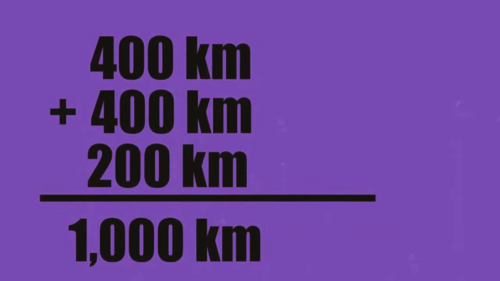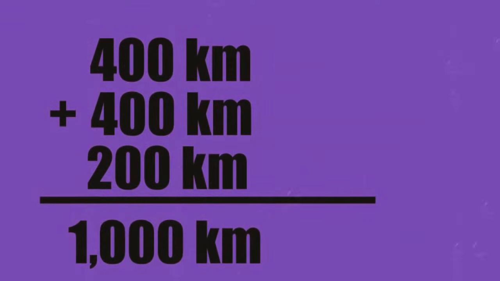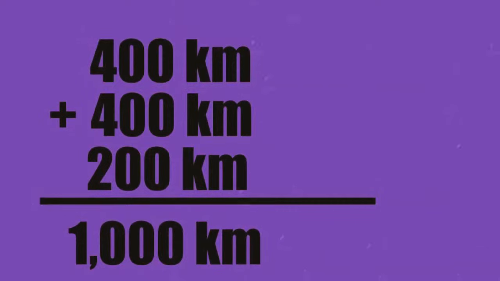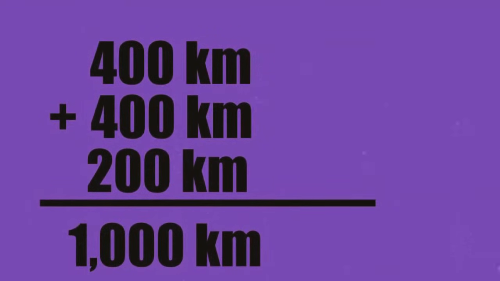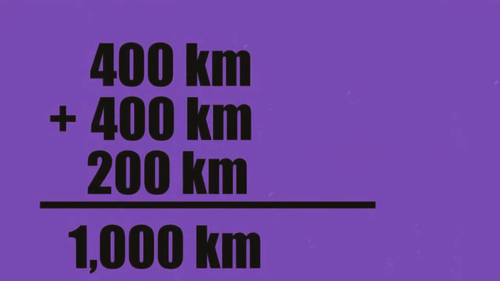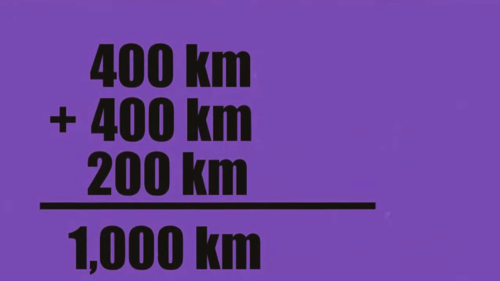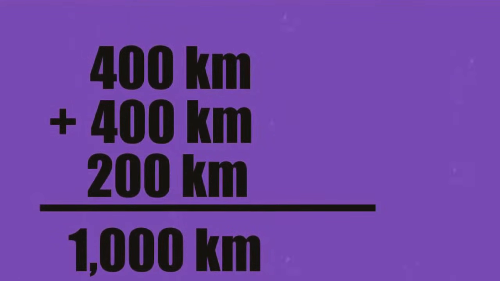As you are using the map scale, I suggest you write down the distance you have traveled each time you move the scale. So for this scenario, I would have written down 400 kilometers plus another 400 kilometers and then an additional 200 kilometers. As you can see, this gives us a total of about 1,000 kilometers.